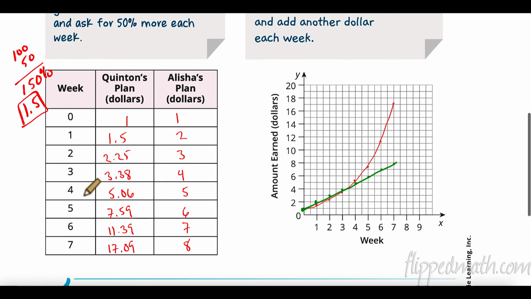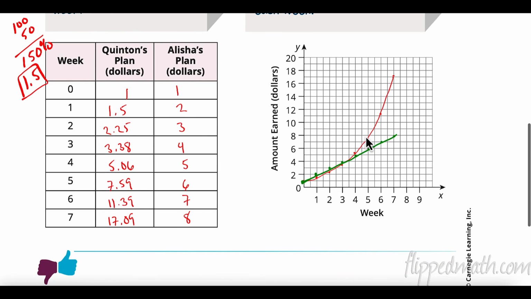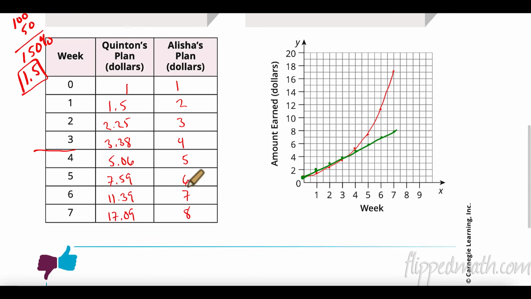All right, so then you can see that's what I did here. I multiplied each value by 1.5. I kept the decimals, but rounded here for dollars and cents. Over here, Alicia starts with $1, and she gets $1 more each week. At the beginning, it looks great for Alicia, but as you can see, green is Alicia. Her plan kind of flattens out. Well, Quentin's plan takes off. So in the long run, you can see Quentin is going to earn much more than Alicia. You can even see it down here on the table. After about week 3, Quentin is already earning more than Alicia.